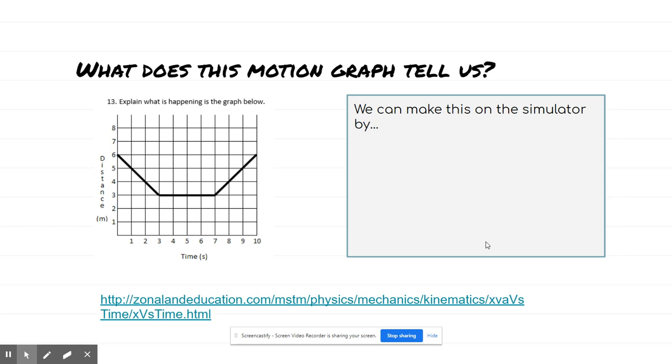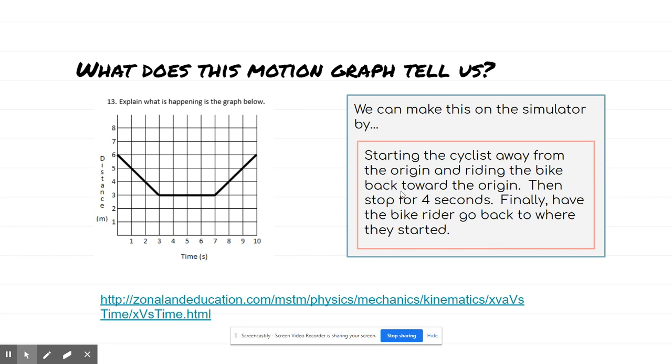Now, we're getting really complicated. It says, what does this motion graph tell us? Okay, this one even has the units of time in seconds counted off for us, which is going to make making this on the graph a little bit more challenging, but we'll do our best. So, this graph shows that the cyclist is starting away from the origin, 6 meters away. And then for 3 seconds, the cyclist bicycles towards the origin. So it takes 3 meters, 3 seconds to get there.